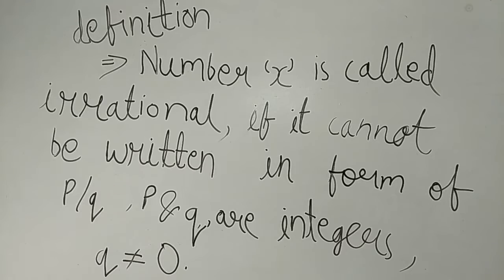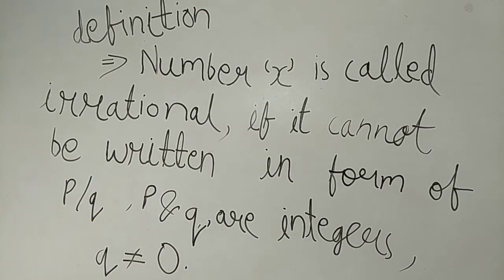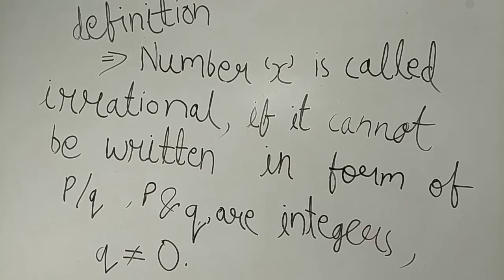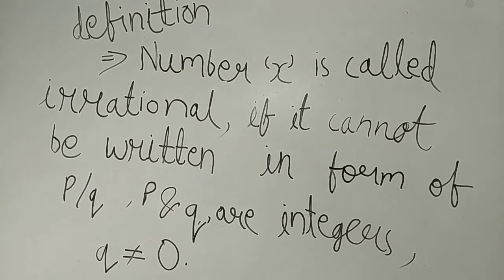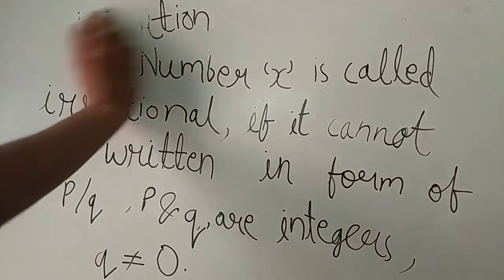A number x is called an irrational number if it cannot be written in the form of p by q, where p and q are integers and q is not equal to 0. As you might have noticed, it is the exact opposite of rational numbers. If you understand rational numbers nicely, then you will find it so easy to understand irrational numbers.